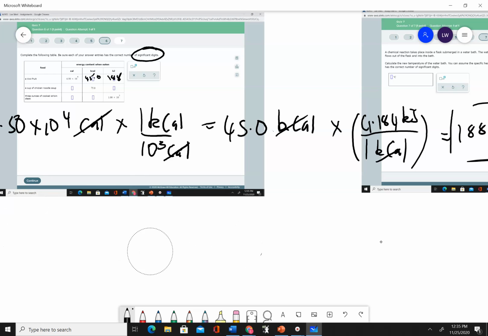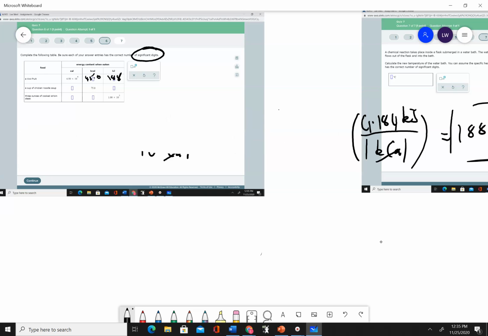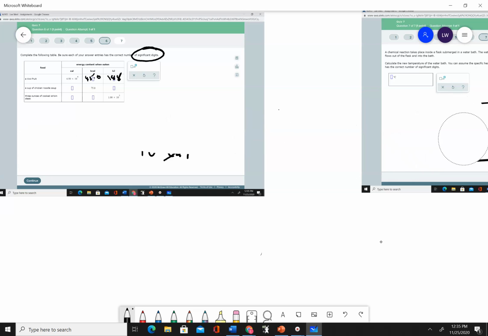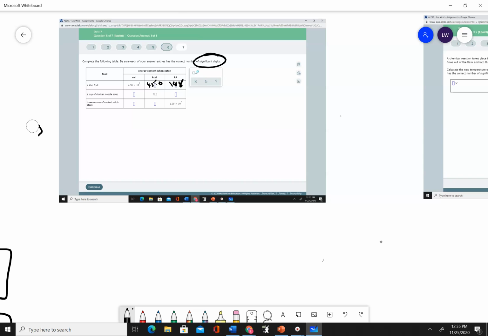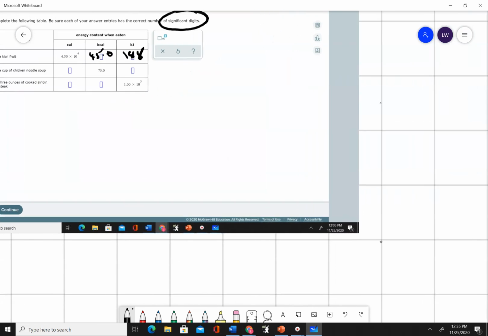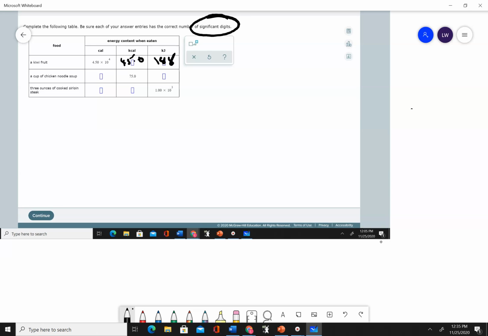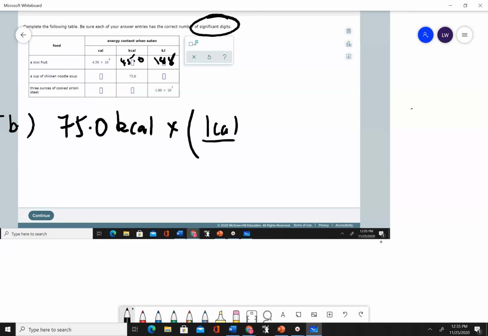Same conversion factors are going to be used. We use the same procedure. This time we're starting with kilocalories. So we may do a slightly different approach. So for B, 75.0 kilocalories and 1 calorie there.